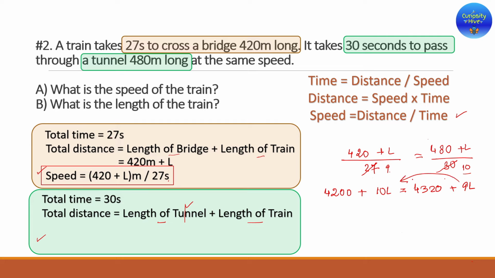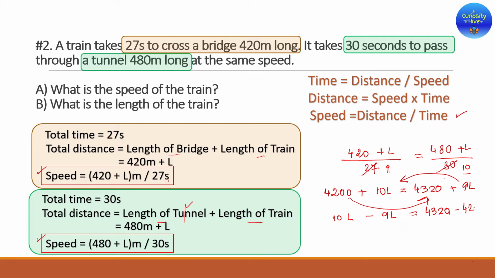Now as this is an equation, I will move this side and this side. So the sign will change. So I will have 10L minus 9L is equal to 4320 minus 4200. So my length of my train is equal to 120 meters. So this is the length of my train.